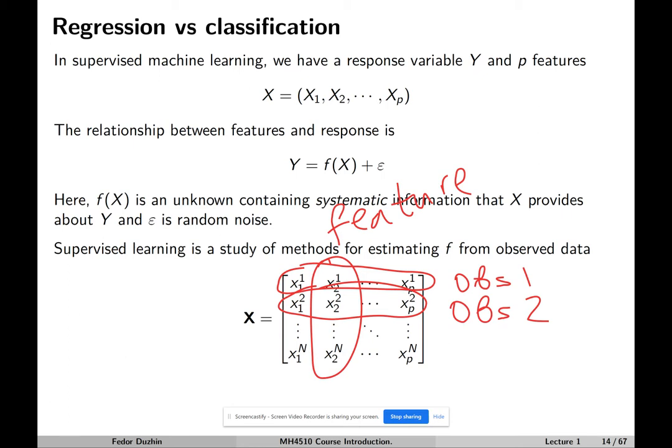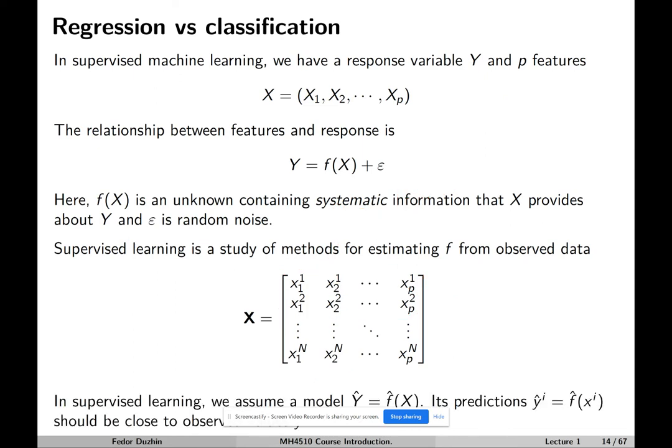Observations are denoted with a superscript. So when we write x with superscript i, we mean the ith observation. And features are denoted with a subscript. So this is the kth feature. The whole idea of supervised learning is that we come up with some statistical model to approximate our unknown function f, and our algorithm for approximation is denoted by f hat. So the hat is always what we know. The f without hat is the unknown. F with hat is our algorithm, and predictions are also denoted with the hat.